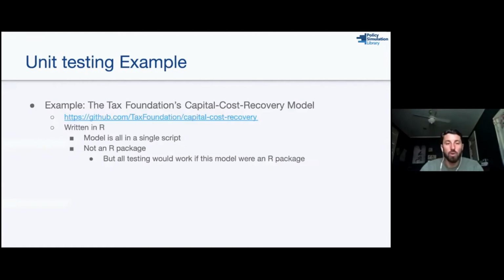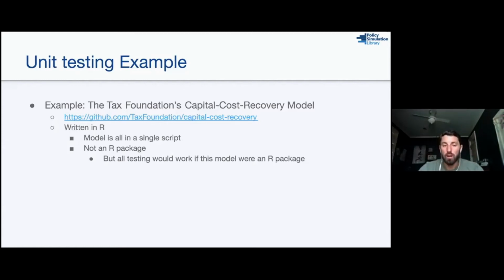So we think it's important. I'm going to show how to do it, and by doing this, I'm going to use an application of a model that's a PSL incubating model. It's very close to meeting the criteria for the catalog. In fact, I think they've checked off all the mandatory criteria now, and it's just up to the Leadership Council to talk about this model. This is the Tax Foundation's capital cost recovery model. Right, this is a model of essentially costs of capital for different investments.